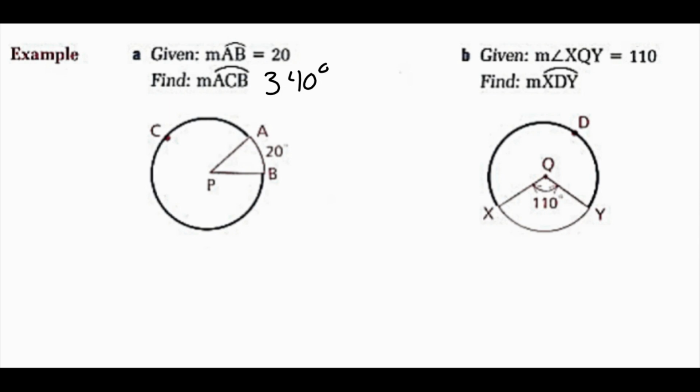Looking at B, we're given central angle XQY is 110 degrees, and I want to find arc XDY. Now I know that arcs have the same measure as their central angles. So arc XY would have a measure of 110 degrees. So 360 minus 110 would give me an arc measure of 250 degrees. So XDY is 250 degrees.